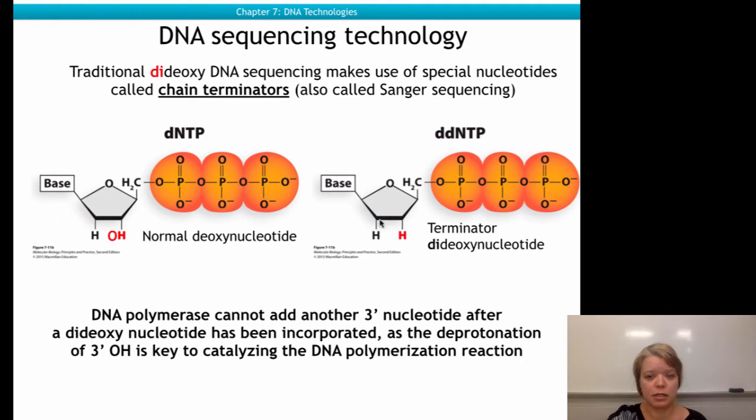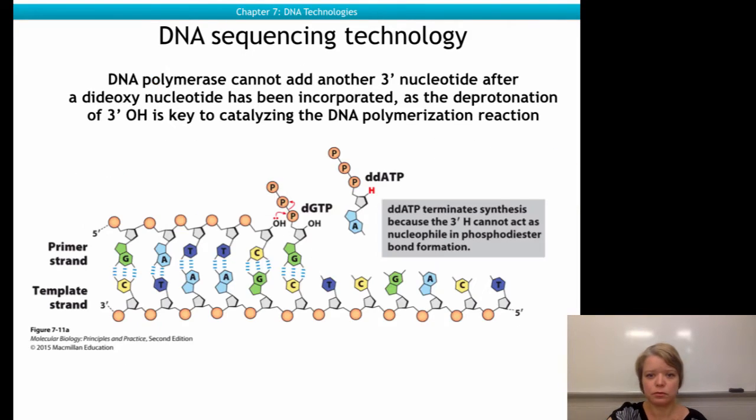Because as the nucleotides come in, the bond is synthesized 5' to 3'. So if you pretend there's a DNA molecule here, a 5' phosphodiester bond is present. But the next bond cannot be catalyzed because there's no OH group in that location. There's just one hydrogen.